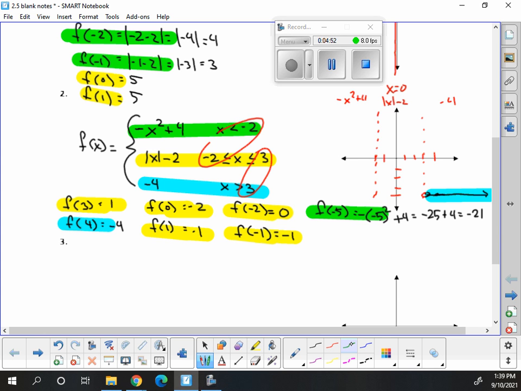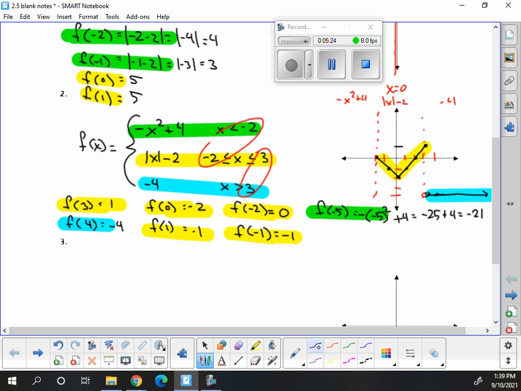And then we've got the middle piece, which is an absolute value graph, and it's shifted down, right? So the V comes down here. We're going to have open or closed circle. Closed. Open or closed here? Closed. All right, so that's our yellow portion.